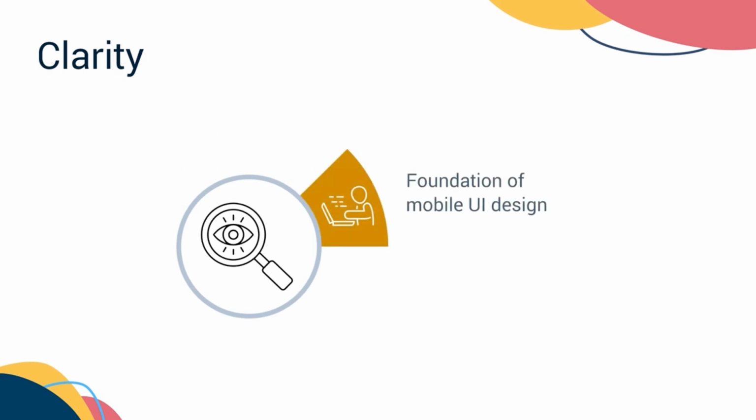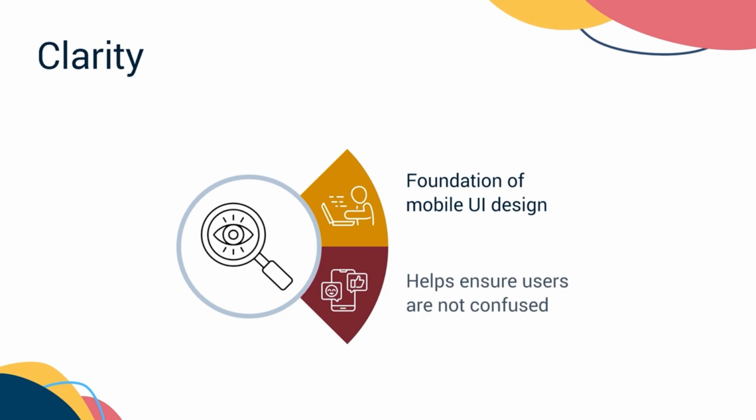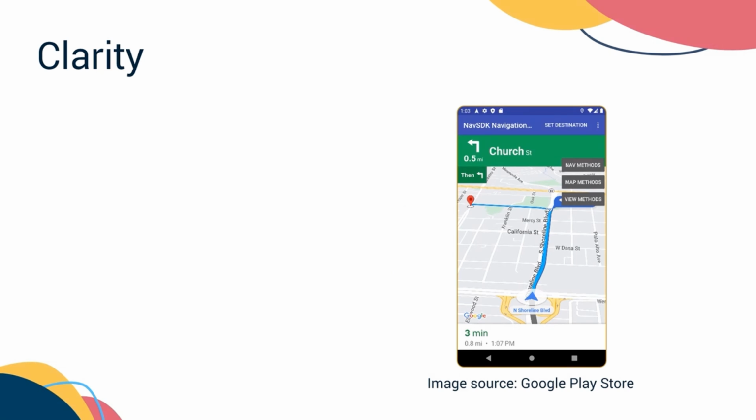The first principle is clarity, which is the foundation of mobile UI design. When you create an app, you must ensure that users do not get confused while interacting with it. For example, the Google Maps app uses clear icons for directions, location markers, and options. When users open the app, they immediately see their current location and can easily access features like search and directions.